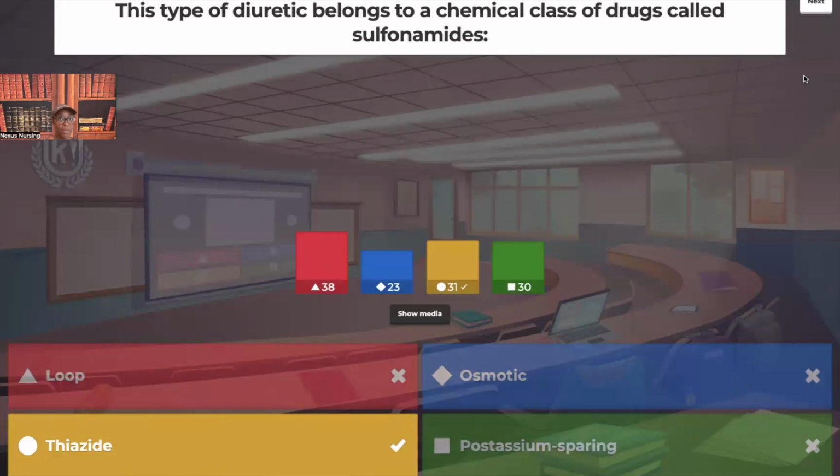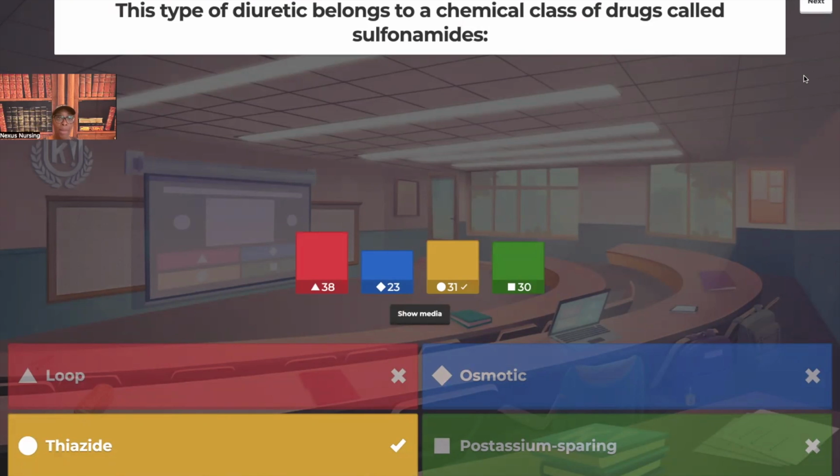I'm so happy I'm doing this Kahoot because what is going on here? It's thiazide diuretics, guys. This is important. Like, this is a famous nursing question. You have to know this. It belongs to the sulfonamide family. So anybody that's taking a thiazide diuretic, it is contraindicated if they are allergic to thiazides or sulfonamides. You have to know that it comes from the sulfonamide family, okay?